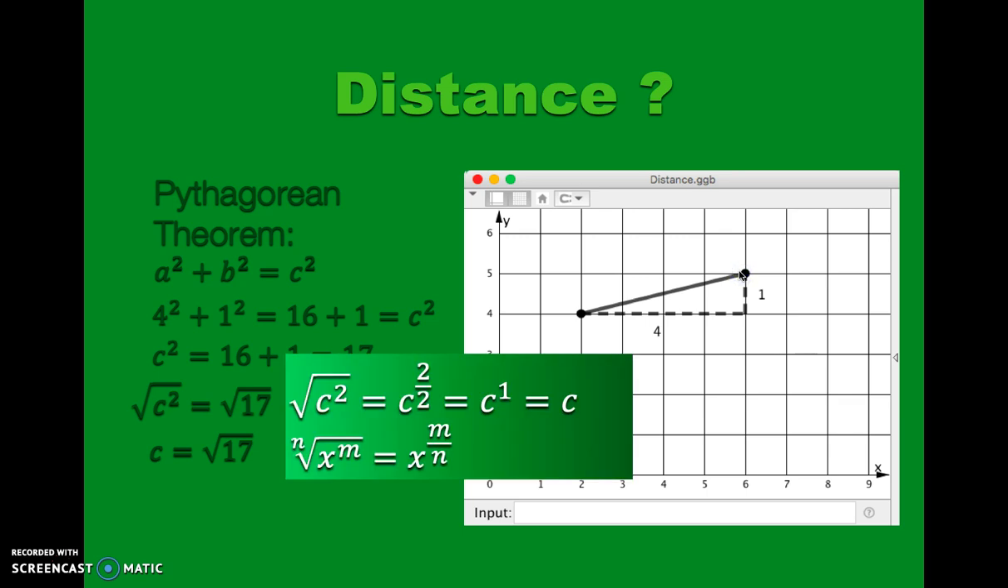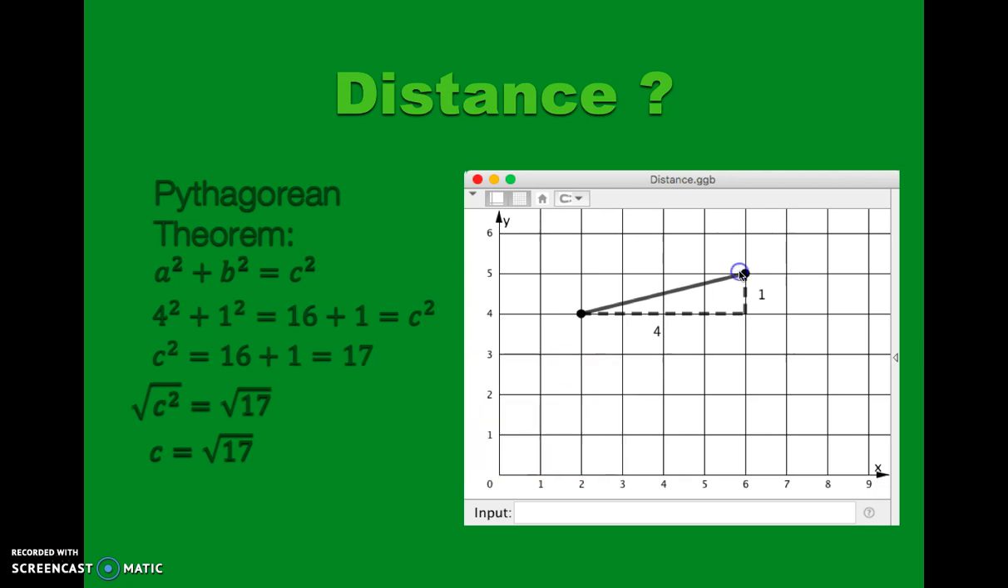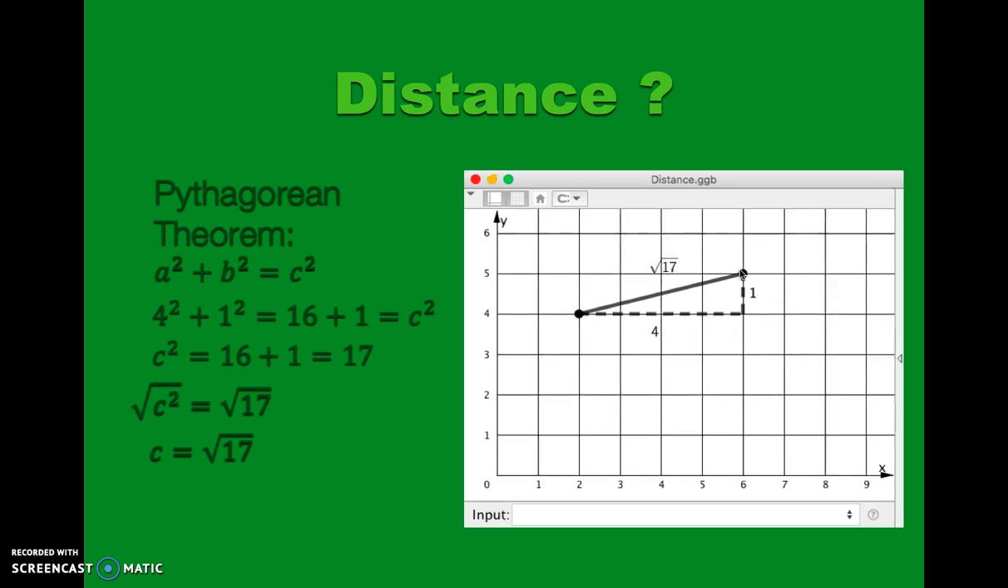By the law of roots, we have the nth root of x to the m equals x to the m over n. So in our case, we have the square root of c squared, which is c to the 2 over 2. 2 over 2 is 1, c to the 1. c to the 1 equals c. Therefore, the square root of c squared is c. So the distance of these 2 points is the square root of 17.